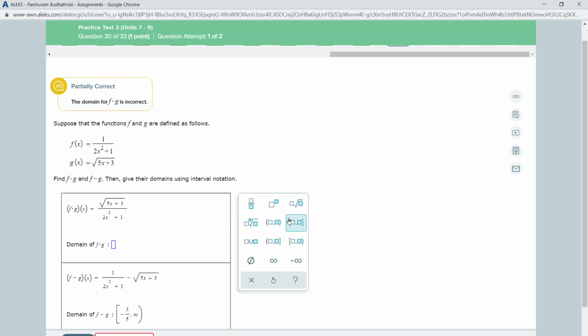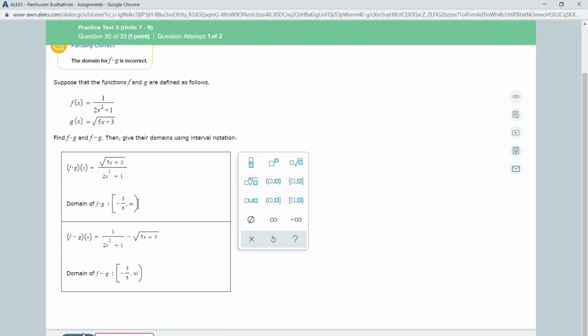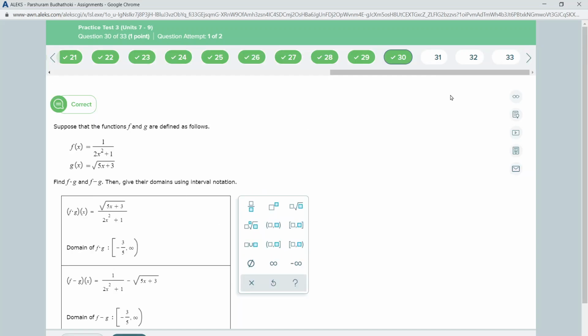There is a radical sign. If there is a radical sign, then you have to think about the top part as well. If there is no radical, then you don't have to worry about the top part; you just have to worry about the bottom part. But this time there is a radical. So let's recheck it. And that's right. Let's go to the next problem.